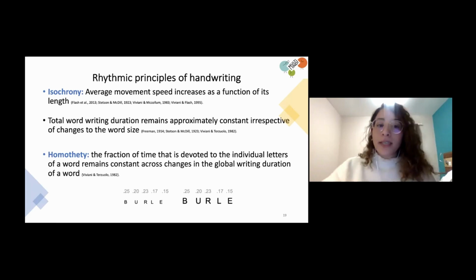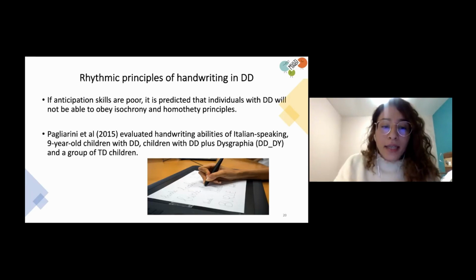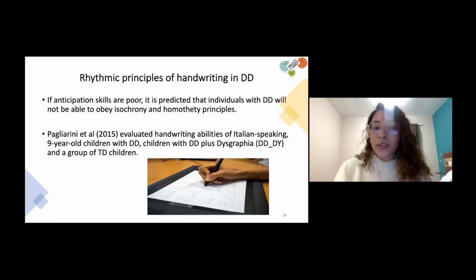So how these rhythmic principles are affected in individuals with dyslexia was investigated by Pagliarini in 2015. She basically assessed the handwriting abilities of school-age Italian speaking children with dyslexia compared to typical children, as well as those with dysgraphia. And what they basically asked children to do is to write the word purle. They asked them to write the word spontaneously, to write it faster, and to write it bigger.